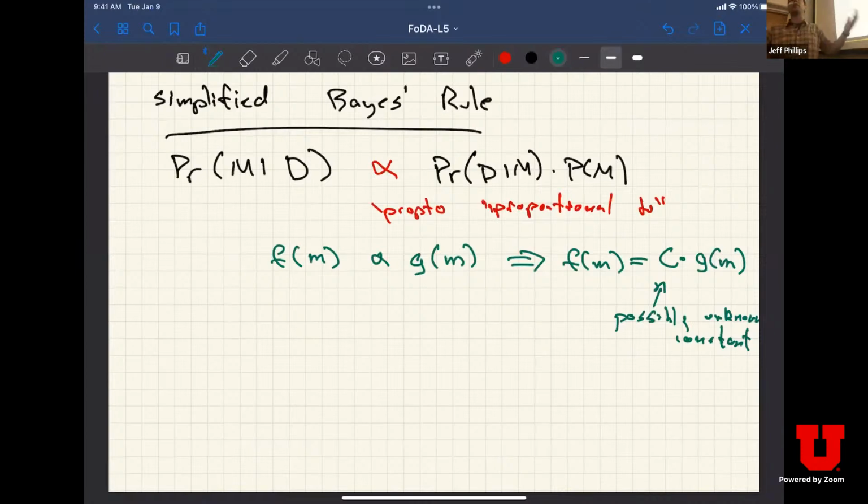I'm not going to write down this constant, and this should be positive. So C is greater than 0. It can't be negative, otherwise it flips the proportionality. But as the g function increases, the f function also increases.